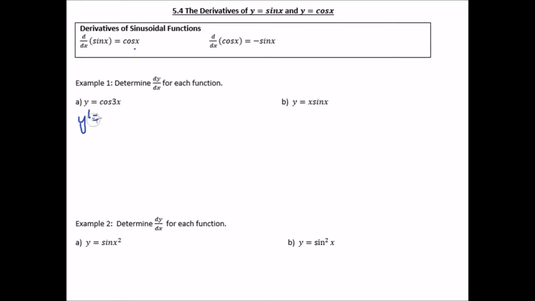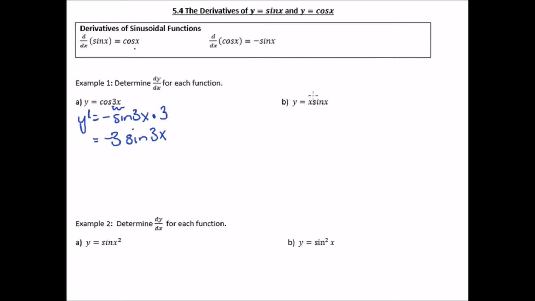So y prime equals, so cos of 3x. The derivative of cos is negative sine, so we'll do negative sine 3x, just as it is, right? And then, of course, because this is not just an x, this is a 3x, we have to multiply by the chain rule. Let's chain rule it, negative 3. So our derivative is negative 3 sine 3x.